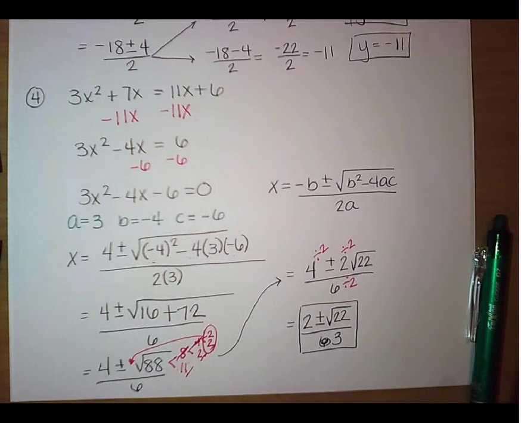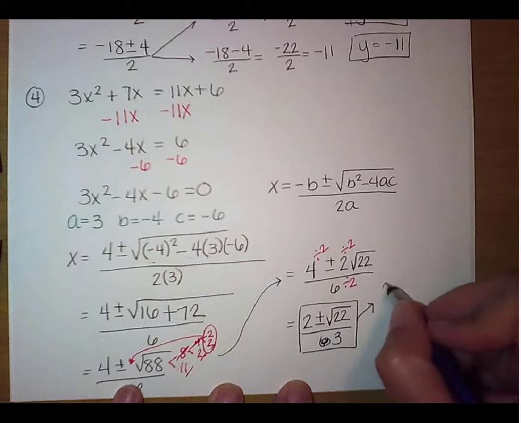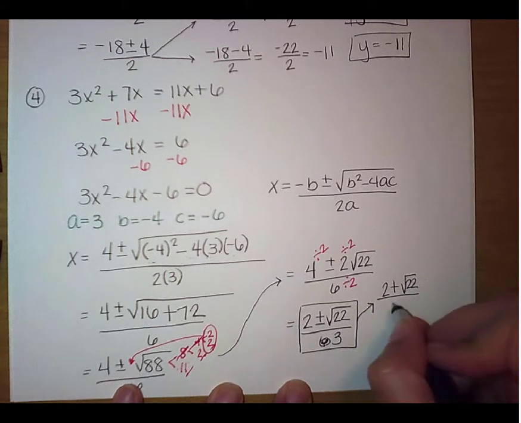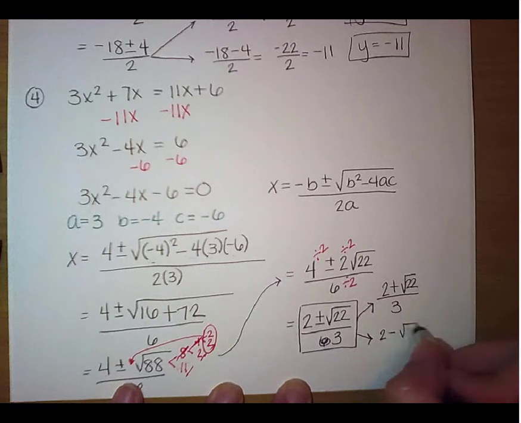And there are our answers. Remember, there are two distinct answers right there. One of them is 2 plus the square root of 22 over 3. The other one is 2 minus the square root of 22 over 3.